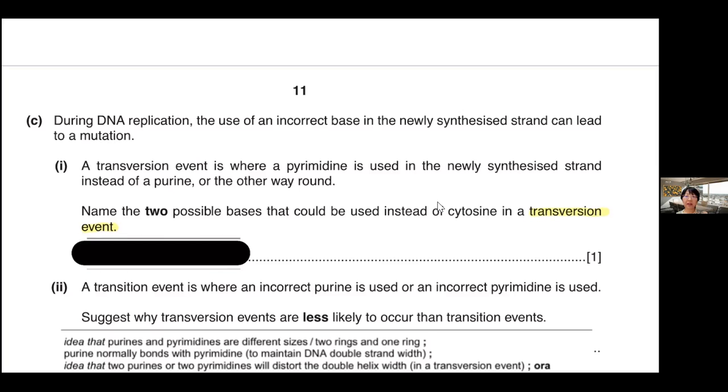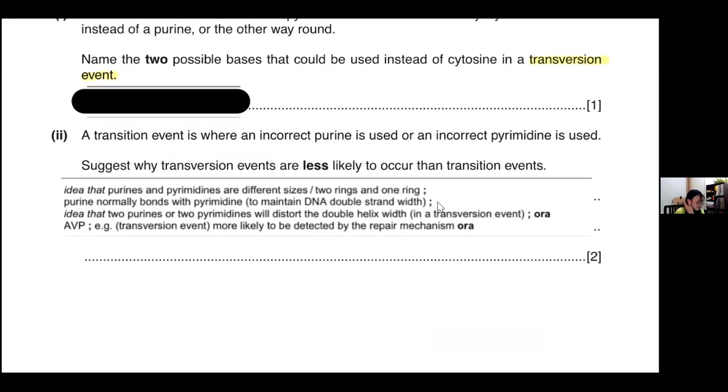Sarah got it correct because she typed adenine and guanine. I'll move on to the next question. A transition event is where an incorrect purine is used or an incorrect pyrimidine is used. Suggest why transversion events are less likely to occur than transition events.